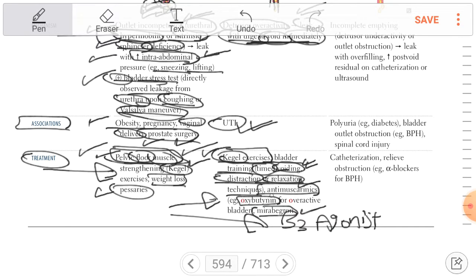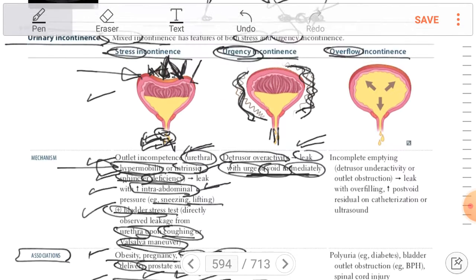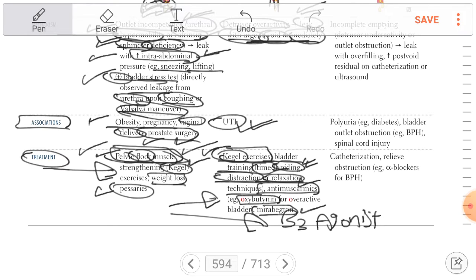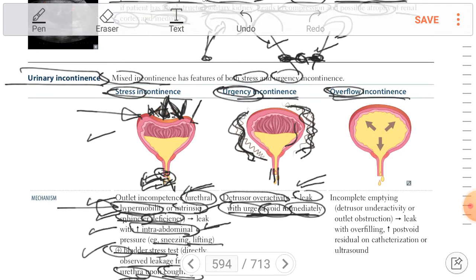So you will use antimuscarinic in cases of what? In case of urgency incontinence. You will use what? Antimuscarinic to decrease the contractility of the detrusor muscle, or you will use mirabegron, a beta 3 agonist, mirabegron.